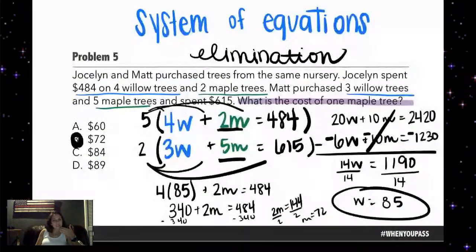Someone else in this room might have eliminated the W and solved for M. If they did that, they would have gotten M equals 72 and they would not have had to plug it back in. It doesn't matter which way you do it. What I want you to recognize is that there's a lot of different ways to solve using elimination. And so as long as you understand the process, you get to pick how that looks. Does that make sense? Any questions?